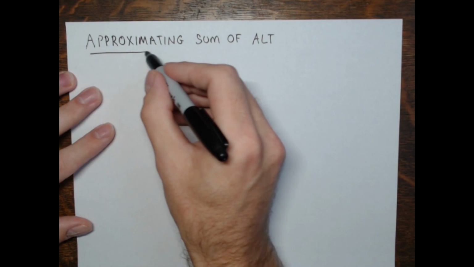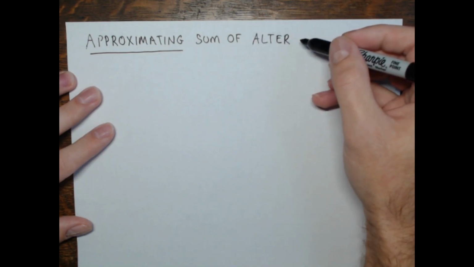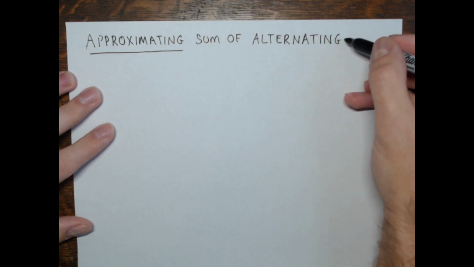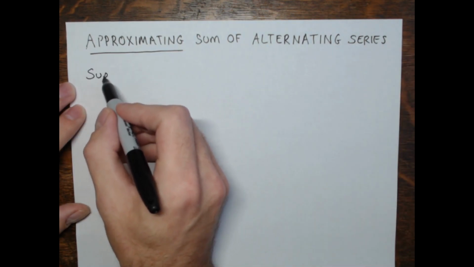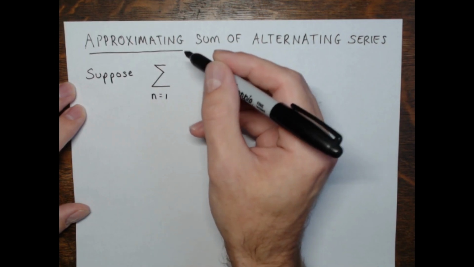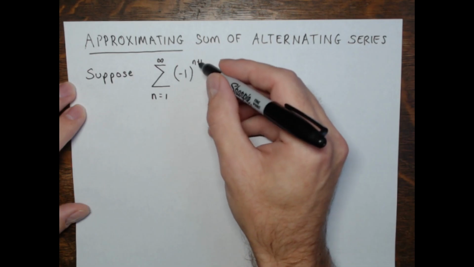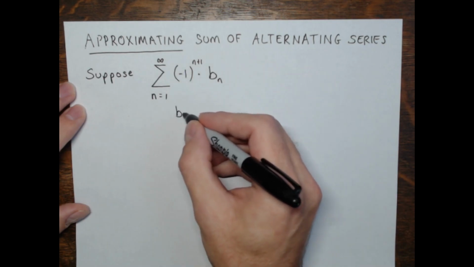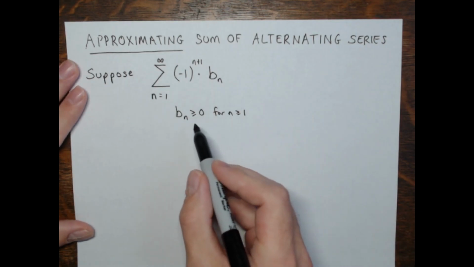And of course, this is only going to be for convergent alternating series. If it's divergent, there's no need to approximate anything, since the sum isn't approaching some finite value. So suppose we have a convergent alternating series, the sum from n equals 1 to infinity of some power of -1, which will cause the alternating, again I'll write -1 to the n plus 1. It could be -1 to some other power, but times your sequence of non-negative terms that are also decreasing and going to zero.